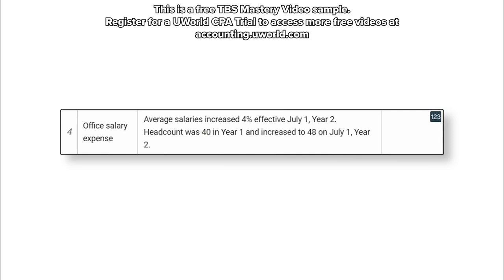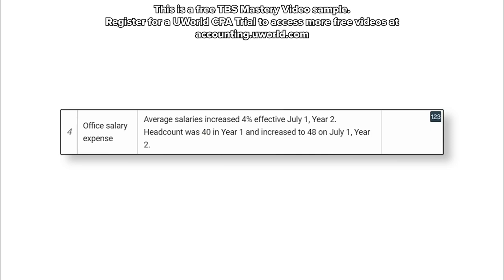Headcount was 40 in year 1 and increased to 48 on July 1, year 2. So the salary increase and the headcount changes occurred July 1 of year 2. Since TQ is a calendar year company, the changes only affect half of the year. Now, how do I come up with the estimate for year 2?